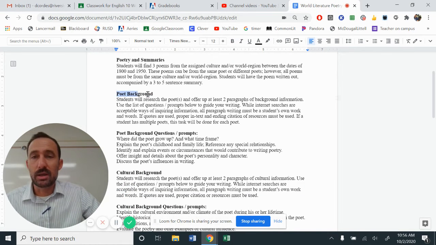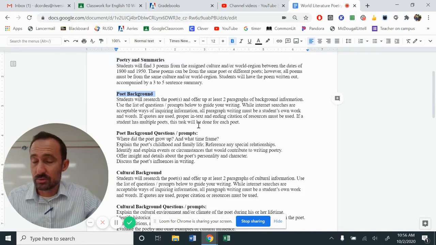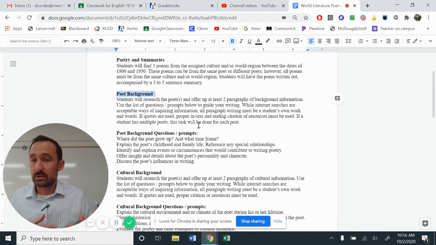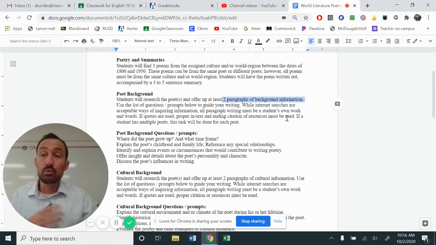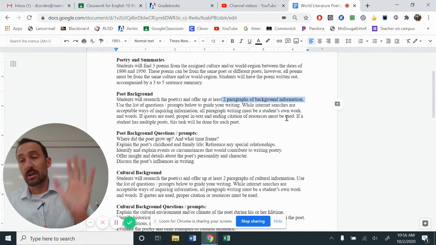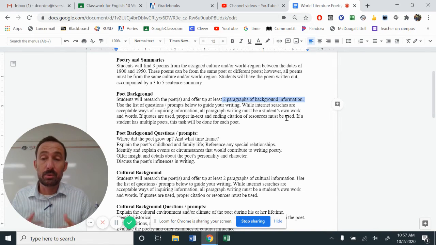The second part is finding out the poet's background. So now that you found the poems that you want to use, what's going on for the poet? This is going to be at least 2 paragraphs of background information that you piece together from your research. Okay, this is not, oh, here's a biography about the poet. I'm going to cut and paste the first 2 paragraphs. You are putting this into your own words to find this information.